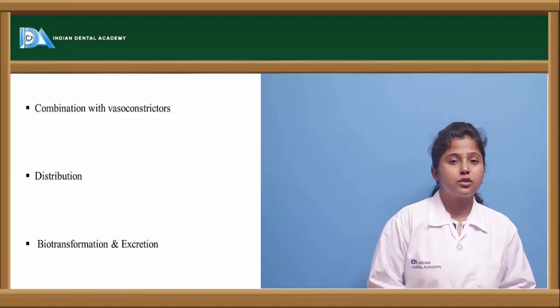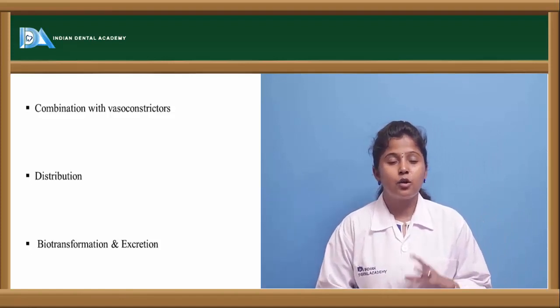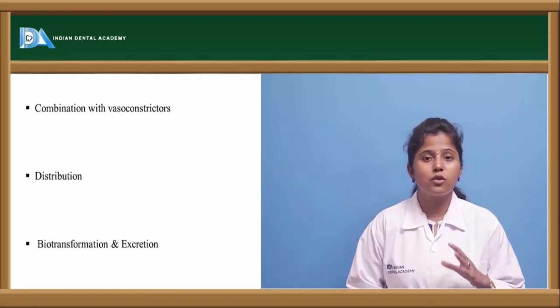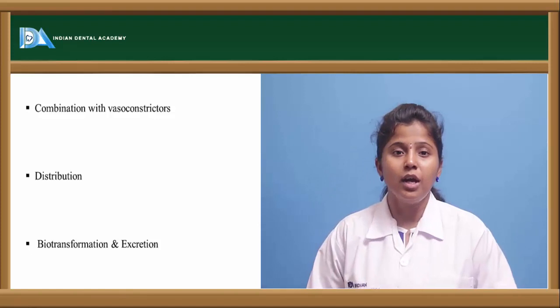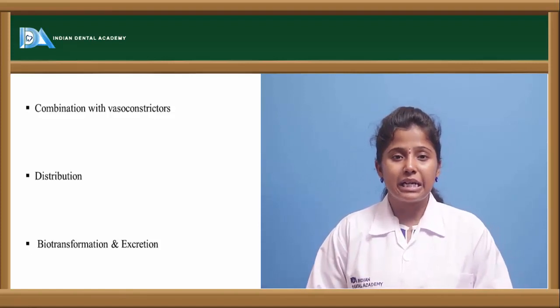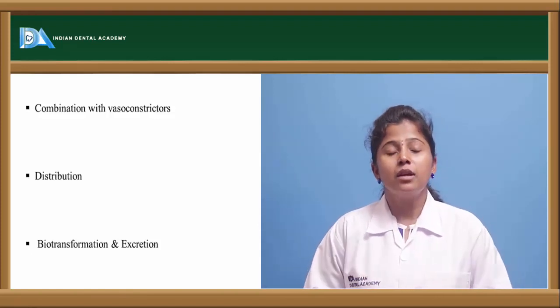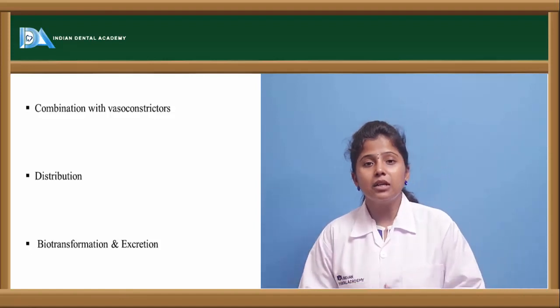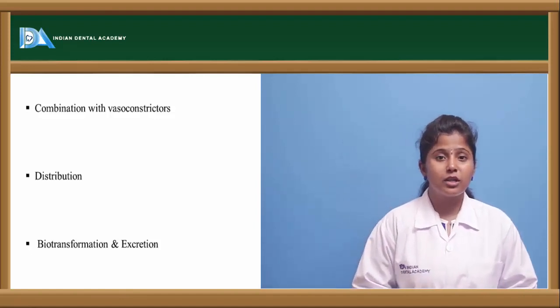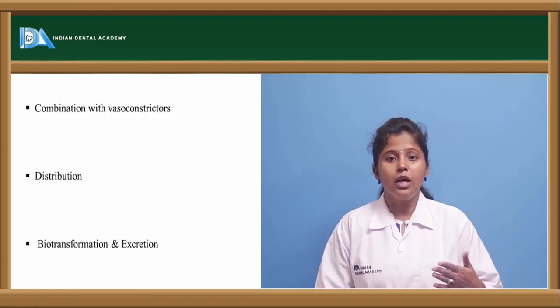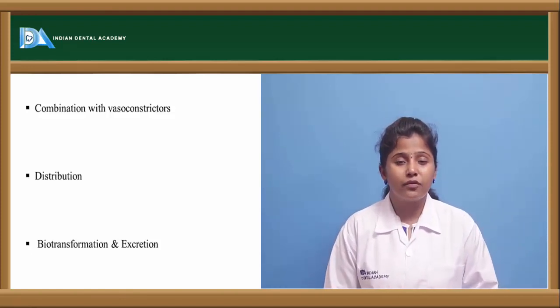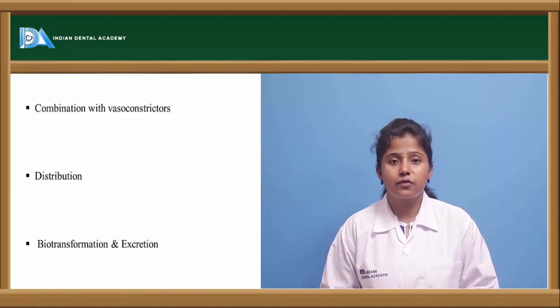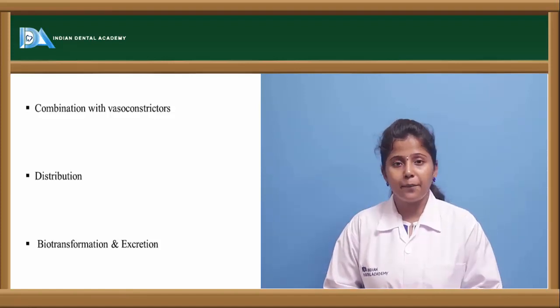And the distribution of local anesthetics is also based on the site of injection. If we are injecting directly into the systemic circulation, a local anesthetic that is hydrophilic in nature is easily solubilized in the systemic circulation and is evenly distributed. If it is not hydrophilic in nature, then the distribution is low when compared to hydrophilic local anesthetics.